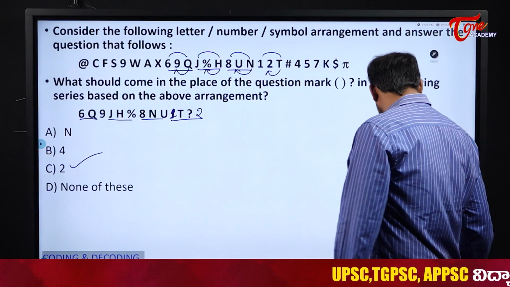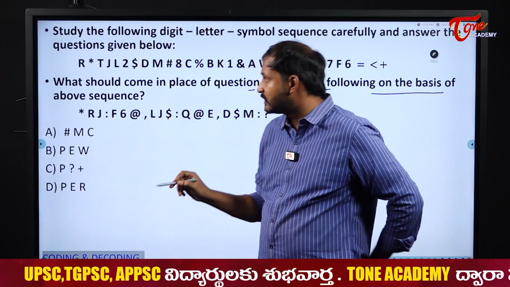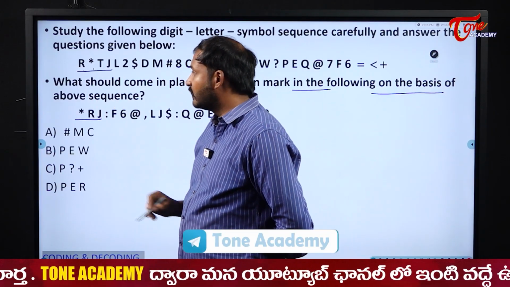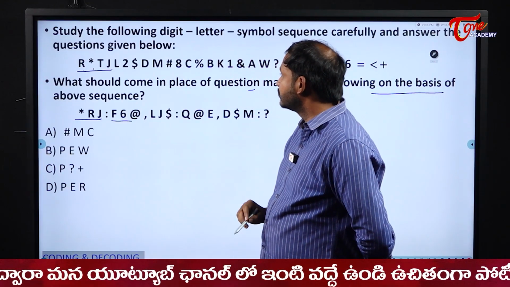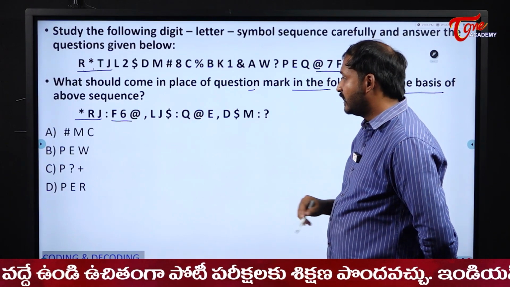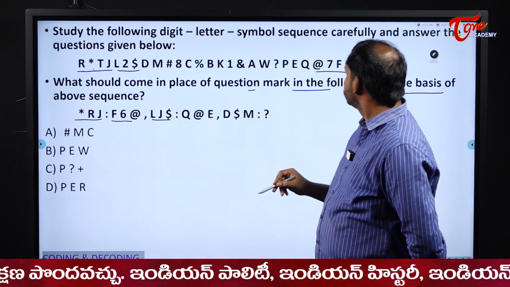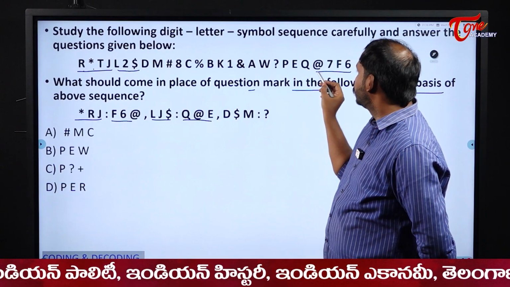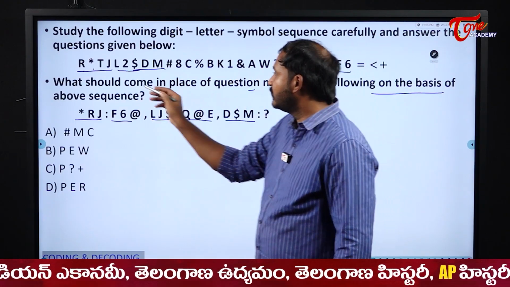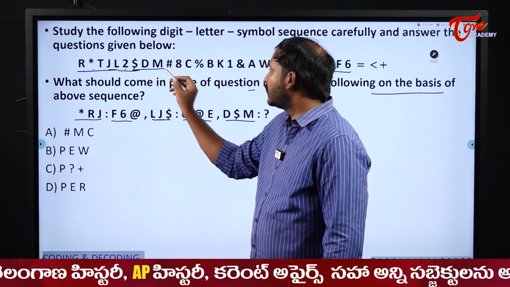Then we will see the next one, students. Similar one. What should come in the place of question mark in the following on the basis of the above sequence? Star RJ. Where we have star RJ. T was eliminated. Please observe here. Next, F6 at the rate. F6 at the rate, first and last. Next, LJ dollar. Okay. Next, Q at the rate E. Next, D dollar M. So what will happen for me? See here, LJ dollar, 2 was skipped. Next, D dollar M.